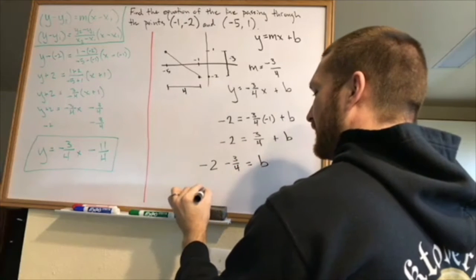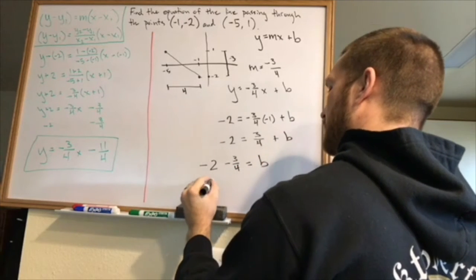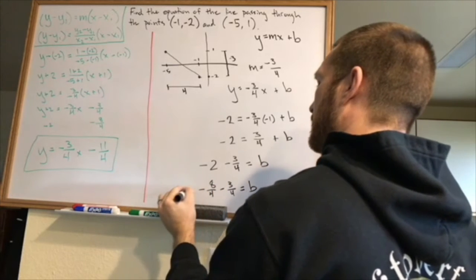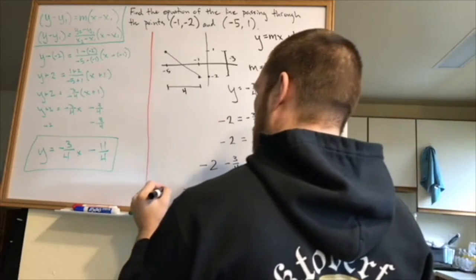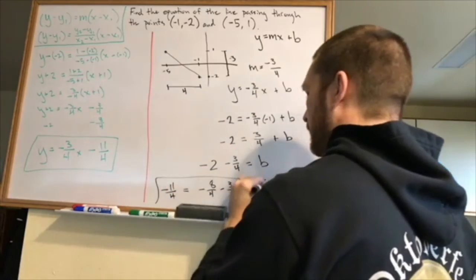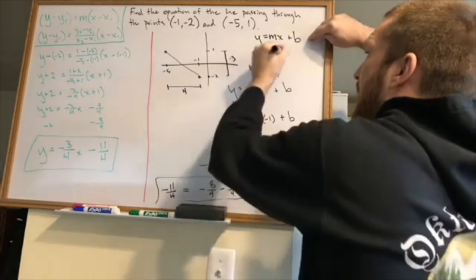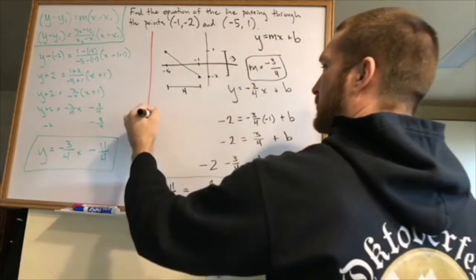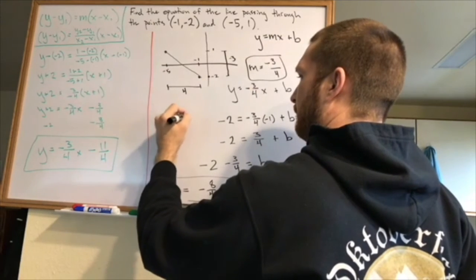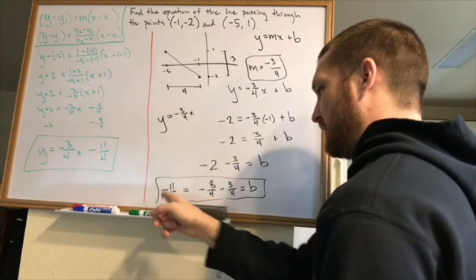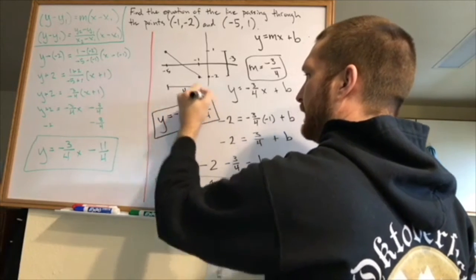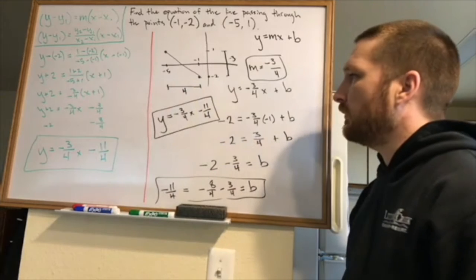So we have -2 minus 3/4 equals b. But I'm going to rewrite -2 as something over 4. So that's actually 8/4 minus 3/4 equals b equals -11/4. That's b. Okay, what was my goal? To get that, and I have m and I have b. So y equals, going to replace the m with that number. I'm going to replace b with that number right there. Done. All right.